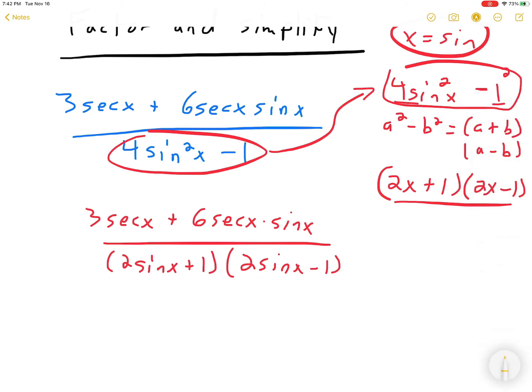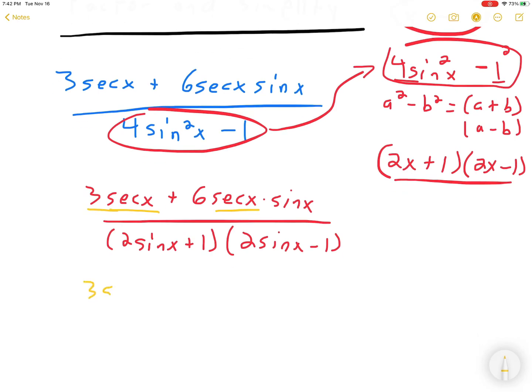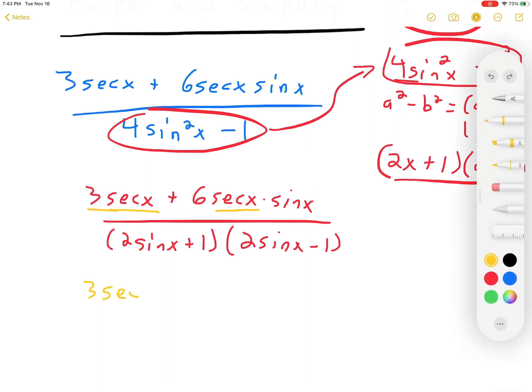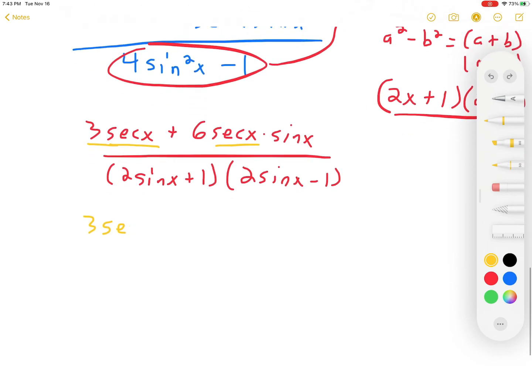Now let's look at the numerator portion of this. We see that secant x is common to both of the terms. So we're going to pull out 3 secant x. And that would cross out the first 3 secant x in the formula. Just write this a little better here. Sorry, guys. And so 3 secant x divided by 3 secant x would leave us with a value of 1. And then the secant x in the second term would be removed, but 6 divided by 3 would be 2, and we're left with 2 sine x.